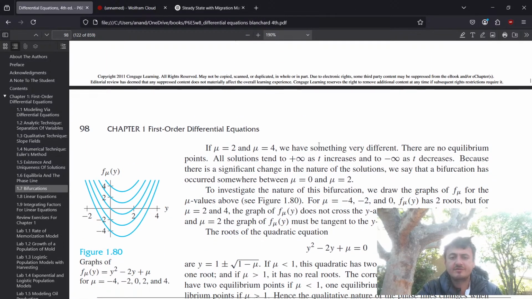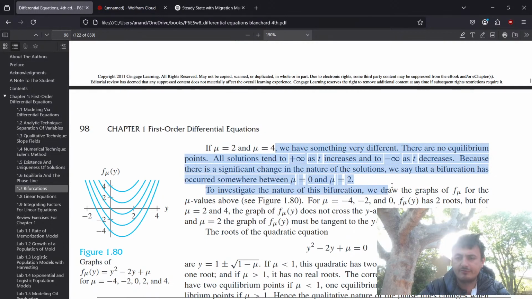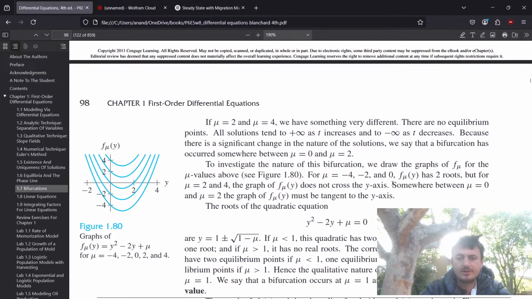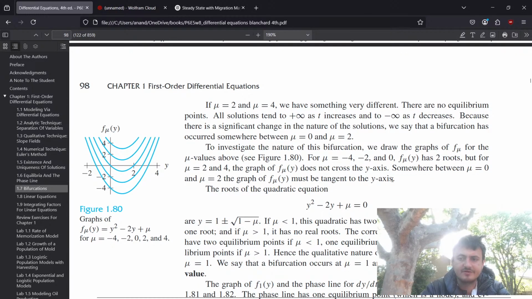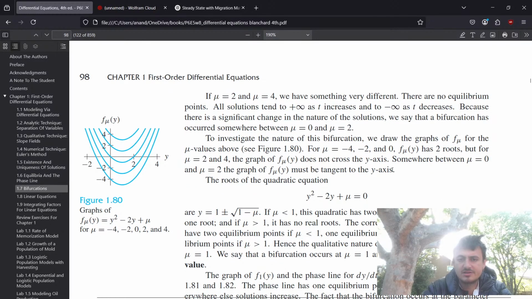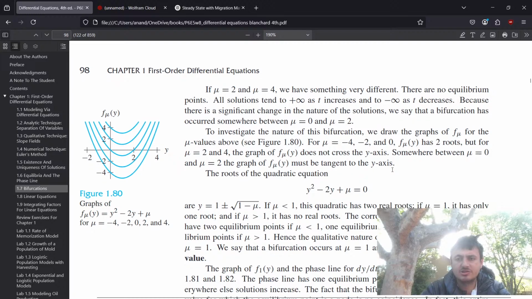We have something very different if mu equals 2 or 4. There are no equilibrium points. All solutions tend to plus infinity as t increases and to minus infinity as t decreases. Because there is a significant change in the nature of the solutions, we say that a bifurcation has occurred somewhere between 0 and 2.